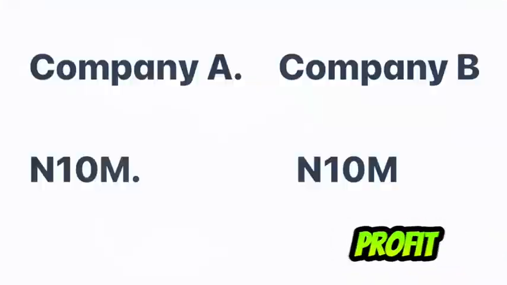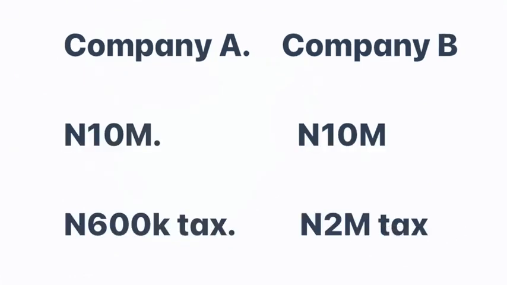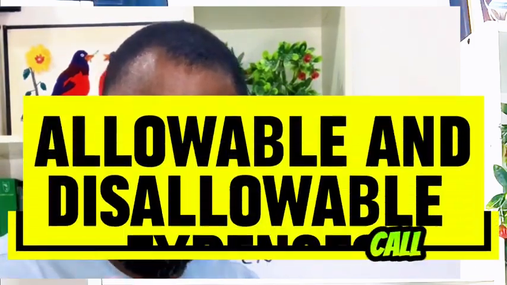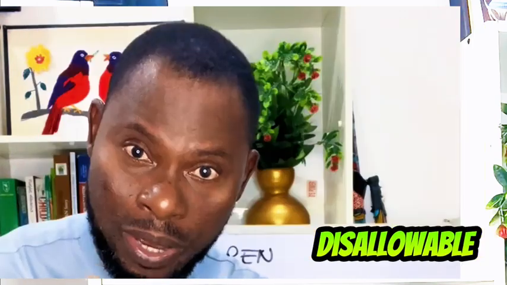So what if you made 10 million naira profit in the accounting year, and your friend who has a company also made 10 million naira profit? But when the tax authority came, you discovered that you are paying higher tax compared to what your friend is paying. Something is wrong. That something lies in understanding what we call allowable and disallowable expenses.